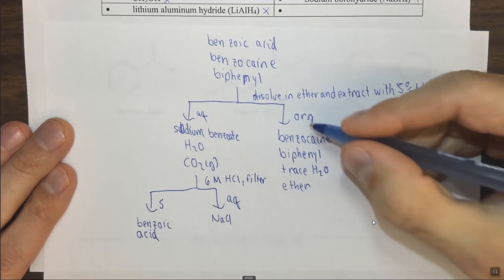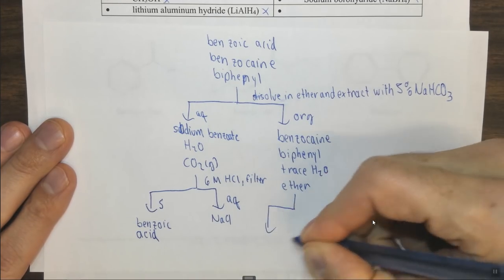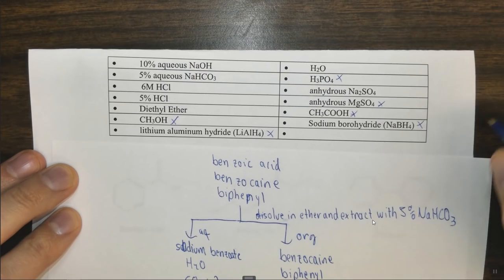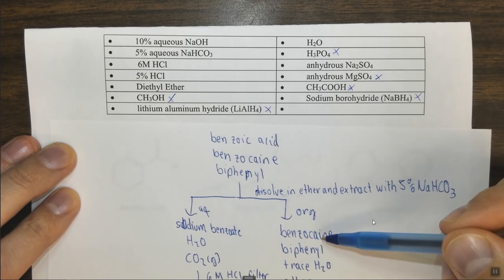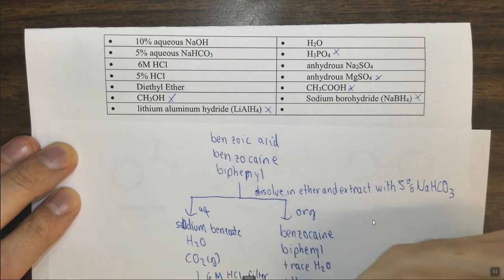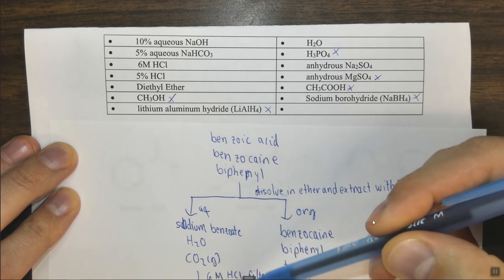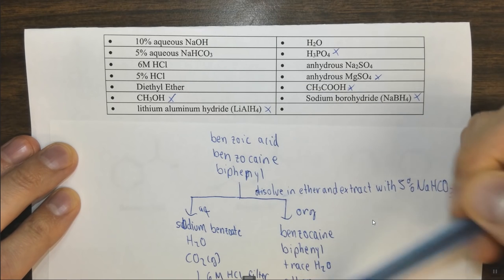All right, now let's look at the benzocaine. In the case of benzocaine, I need to do the opposite. I want to, in this case, add an acid in order to protonate the benzocaine. Well, what do I have? I have 5% HCl. One thing I will notice is that we have 6 molar, we have 5%. We're not going to be super picky about whether you have the right concentration.